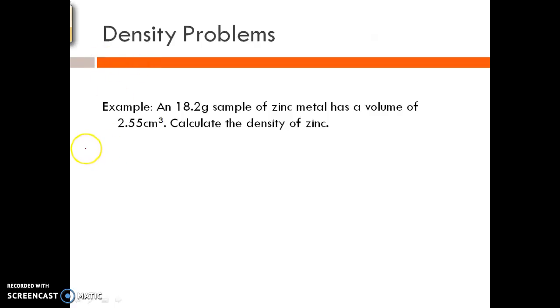When we do these problems, I'd like you to do them a certain way. I want you to first write down your knowns. So for this problem, an 18.2 gram sample of zinc metal has a volume of 2.55 cubic centimeters. What is the density? Well, I don't know my density. That's what I'm going to be solving for. My mass is 18.2 grams, and my volume is 2.55 cubic centimeters.